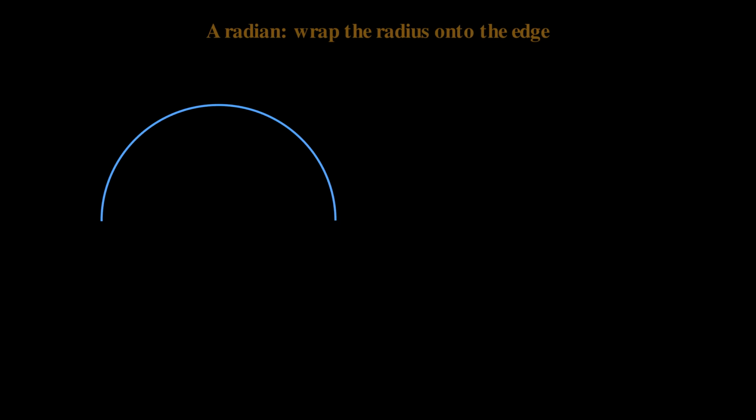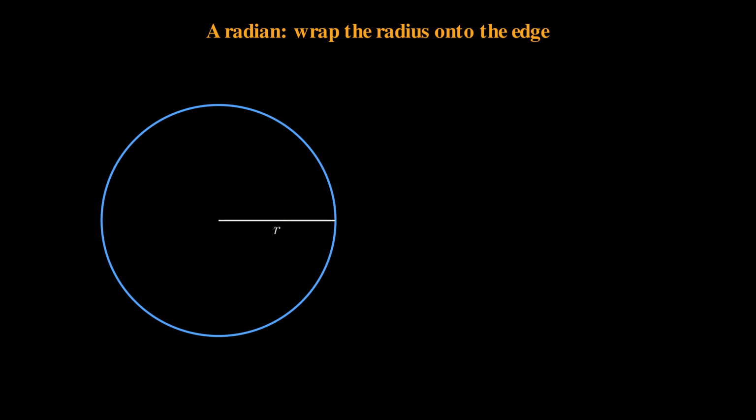Here's the whole idea. Take the radius of a circle and bend it around the edge. Lay exactly one radius length of arc along the circumference. The angle that arc opens up at the center is defined to be 1 radian. That's it. A radian is the angle made by one radius of arc. So the size of the angle is measured directly by arc length in radius units.